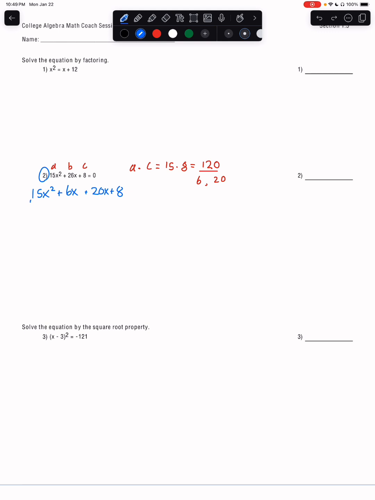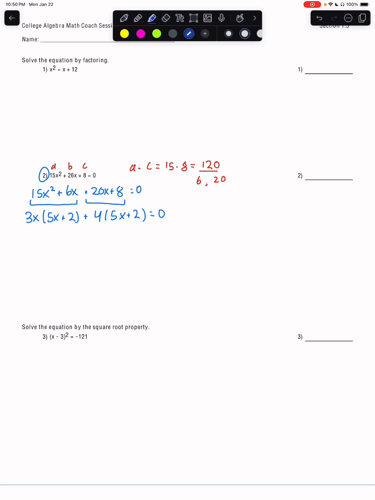Next, we're going to treat them as two separate pieces just to make it easier for us to work with and simpler to understand. So this 15x squared plus 6x, I want to look for something to take out, and I can take out the 3x. Turns it into this. Now for our second piece, I see we can take out a 4, and that gives us 5x plus 2. Of course, all this is just still equal to 0. We're not really doing anything with the right-hand side.